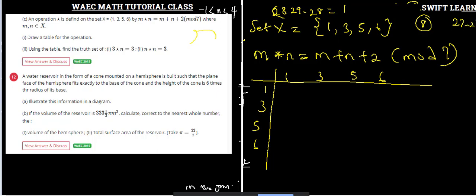Do you get that? So this is the operation. 1 plus 1 plus 2, that will give us 4. 1 plus 3 plus 2, 6. 1 plus 5 is 6 plus 2, that's 8. 8 minus 7 is 1. Do you see it now? 1 plus 6 is 7 plus 2, that's 9. 9 minus 7 is 2. So the game continues.